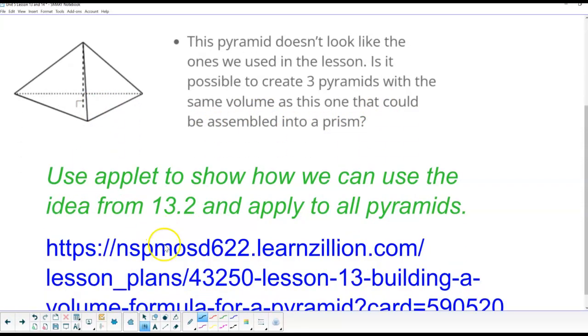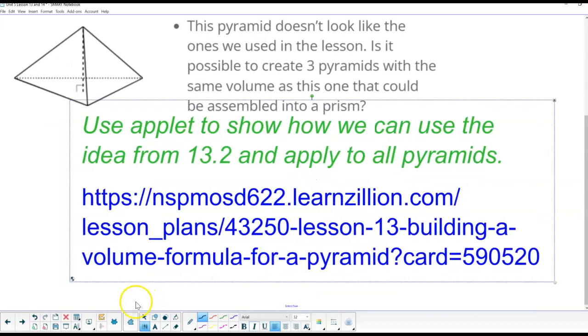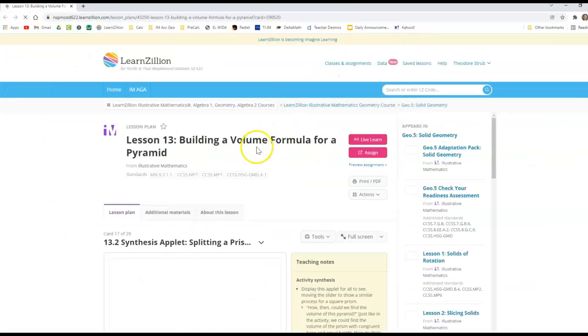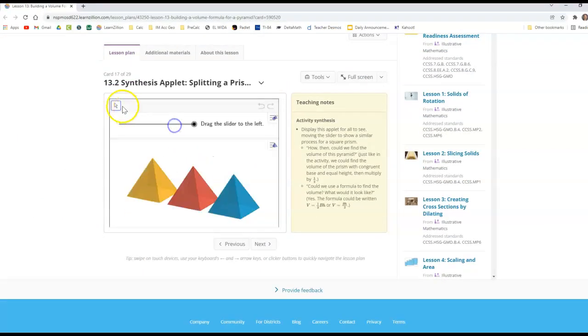What I'm going to do is show you this little applet here. I can make it work, just to show you that as long as you keep the heights the same, here we go. Watch what happens when I drag this slider to the left and the right.